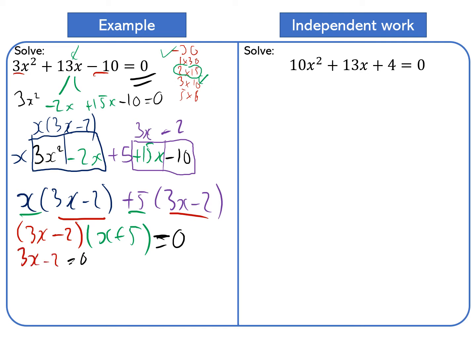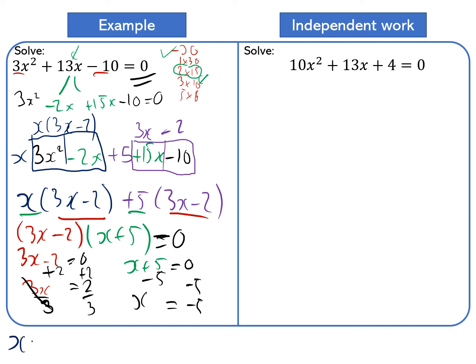So now the opposite of minus 2 is plus 2, so 3x equals 2. Opposite of times by 3, divide by 3. So there's one of my solutions, x equals 2/3. My other way I could have gone is x plus 5 equals 0. Opposite of plus 5 is to take 5. So you have x equals minus 5. And now I can write that out neatly. So you've got x equals 2/3, and x equals minus 5, and that's now complete.